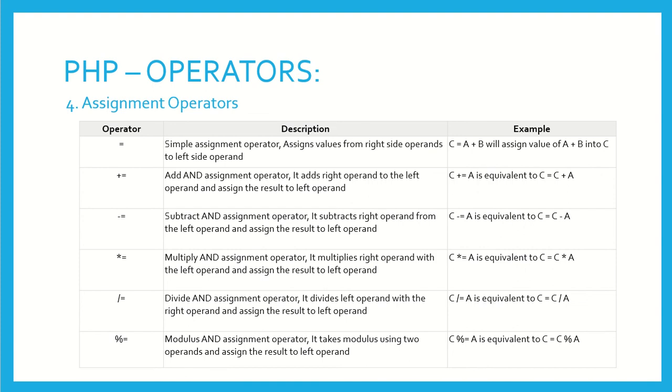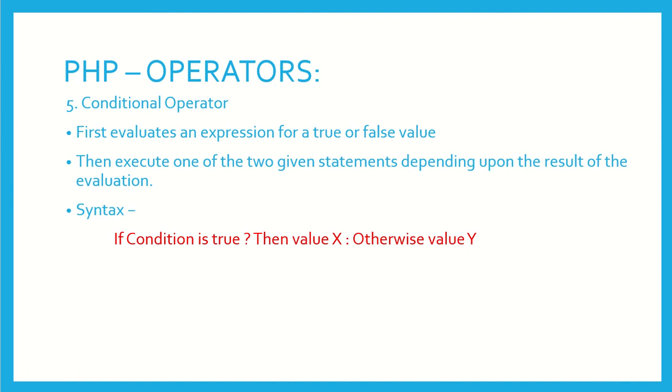Then finally, this is the conditional operator. Again, this has the same syntax as what we have in the C programming language. You have a question mark followed by a colon. The question mark part will show the true part and the colon part will show the false part of it. So that is the conditional operator. Okay, so that's all about the operators in PHP.